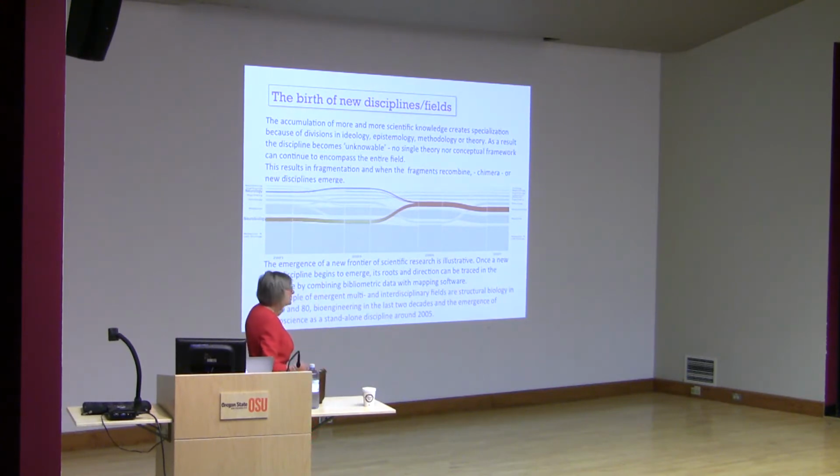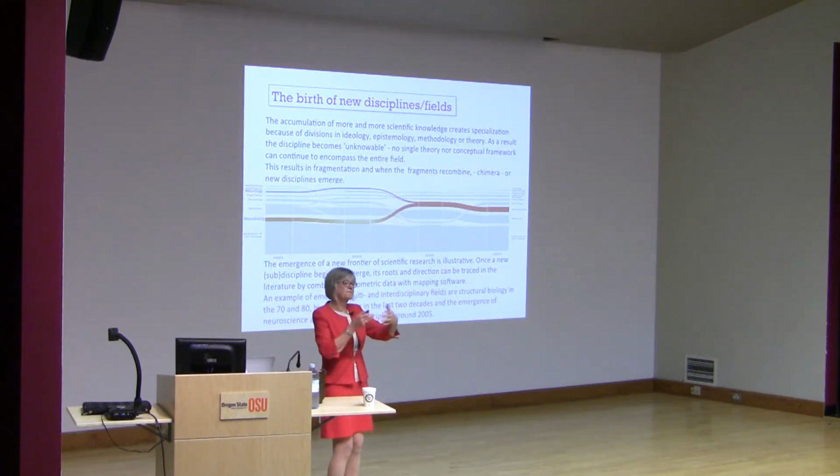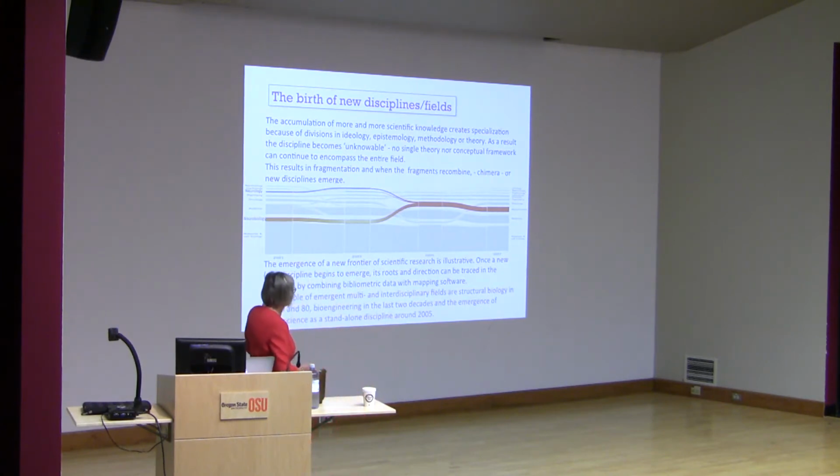You can really follow the birth of those fields by looking in the literature. Most of the scientific work is basically disseminated by publications in the literature. So you can follow those articles in the literature and you can really see when new fields emerge. For instance, structural biology as a field basically only appeared in the 70s and 80s as an independent field.